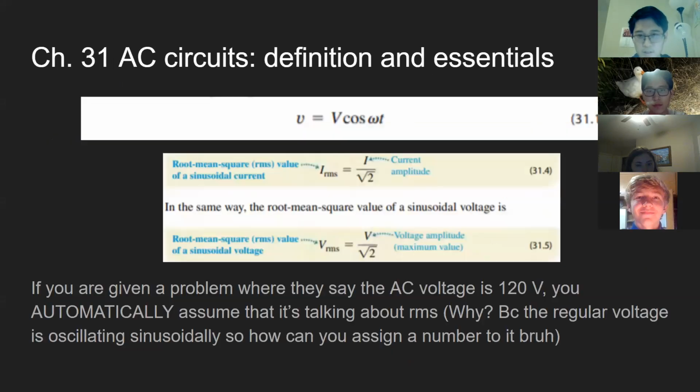Any questions on this? Regarding RMS, that's only going to be whenever the test asks about anything related to AC circuits, right? Otherwise, anything else is going to be just straight up normal voltage, right? Right. Yeah, RMS only applies for things that are oscillating sinusoidally.